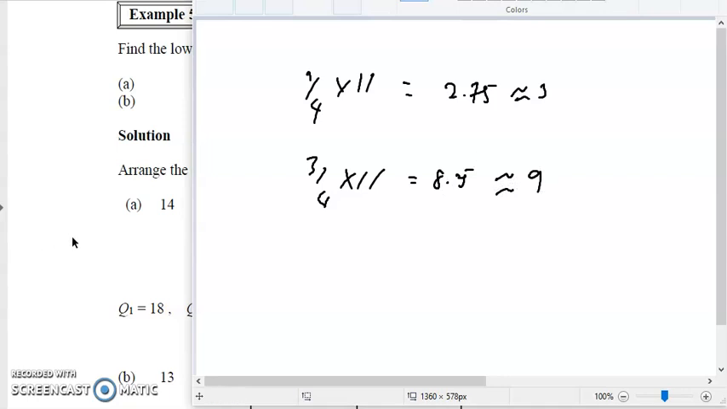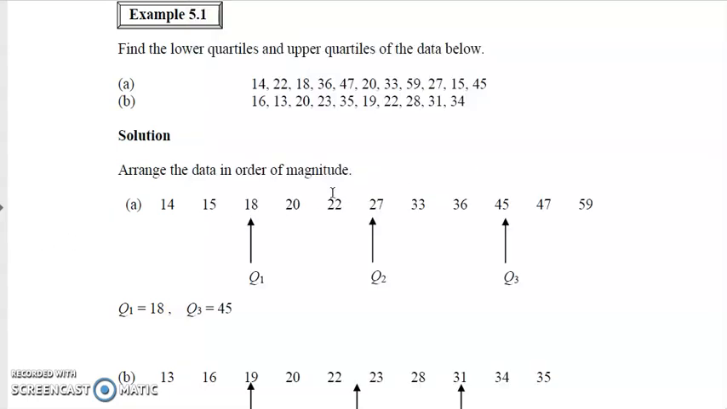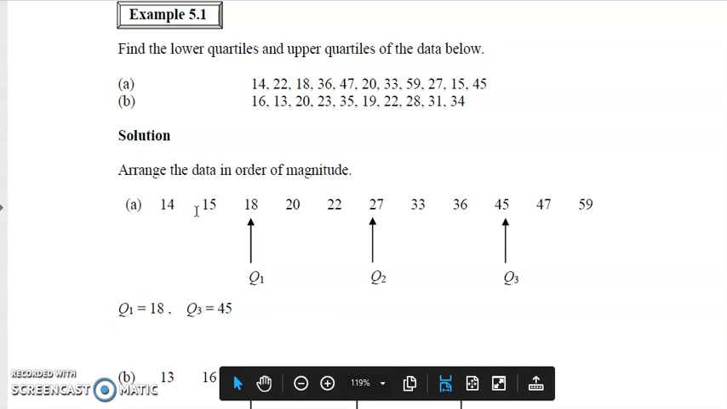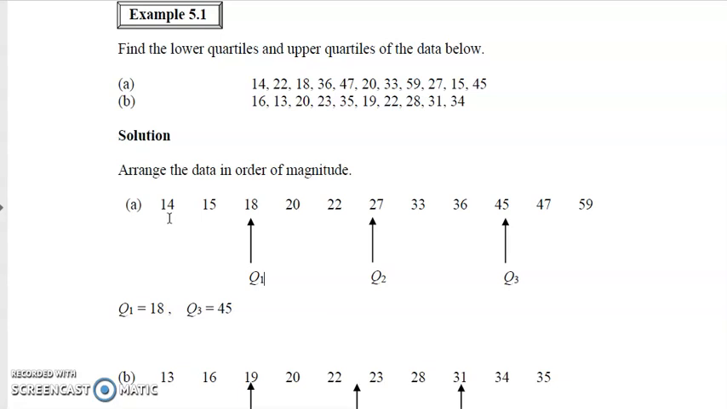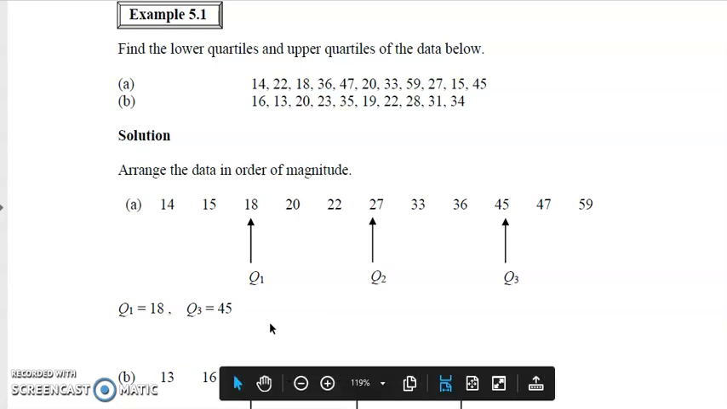So you can see it from here, the first quartile will be having 18, which is 1, 2, 3 just now, which we counted, and the third quartile, just now we calculated approximately 9. So 1, 2, 3, 4, 5, 6, 7, 8, and 9. The ninth data is 45. So the third quartile is here.